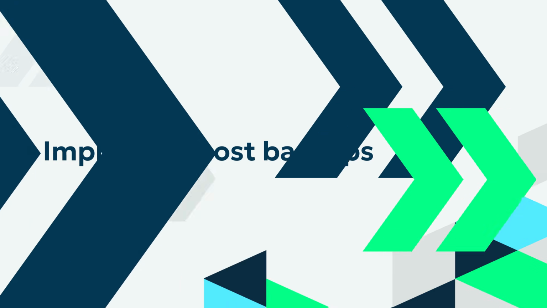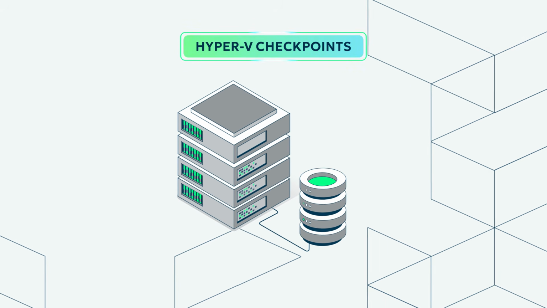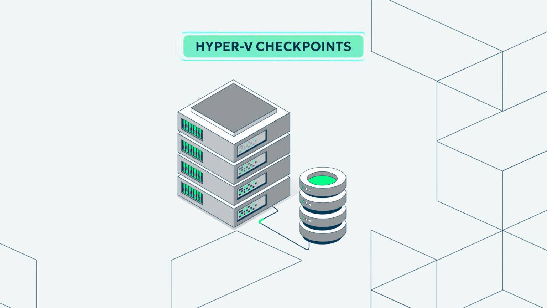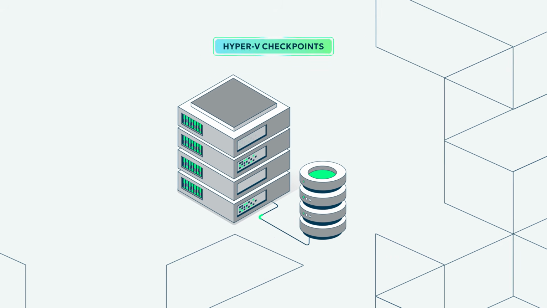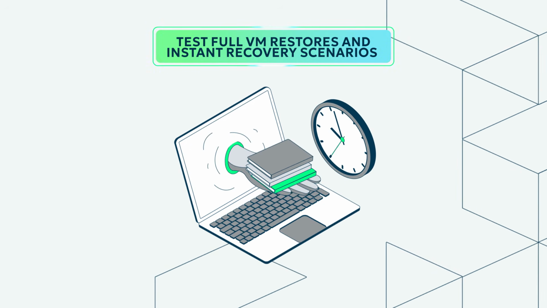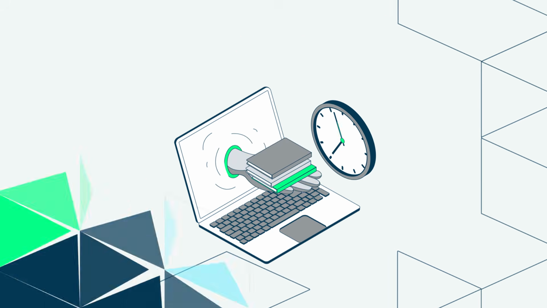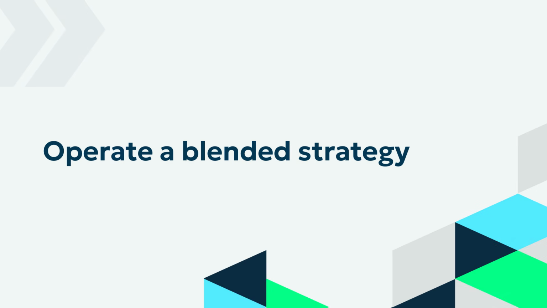Implement host backups. Implement host backups by enabling Hyper-V checkpoints and change block tracking features to help keep backup windows short. Test full VM restores and instant recovery scenarios so that you can tell if your RTO targets need adjustments or not. Operate a blended strategy.